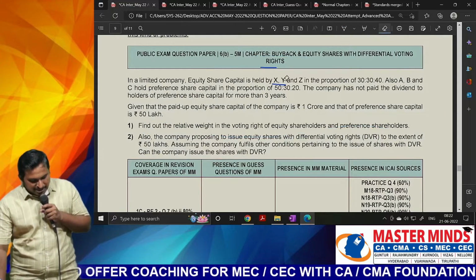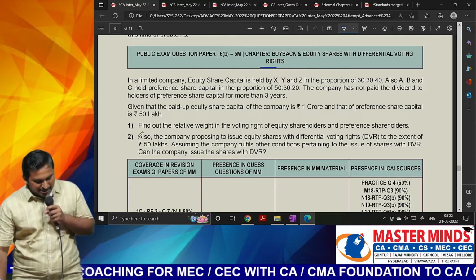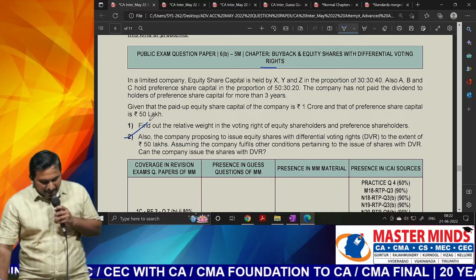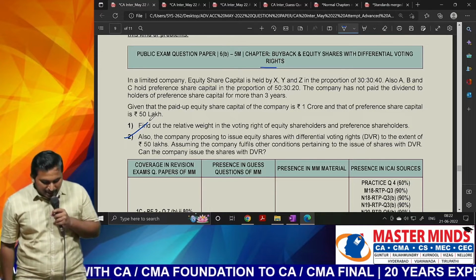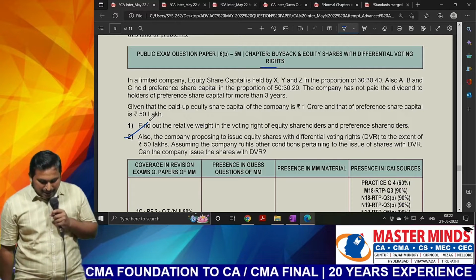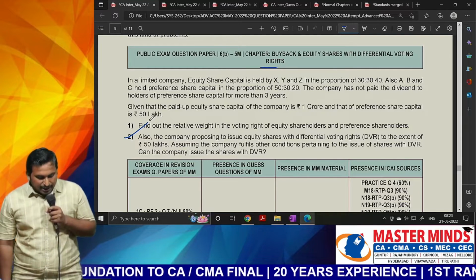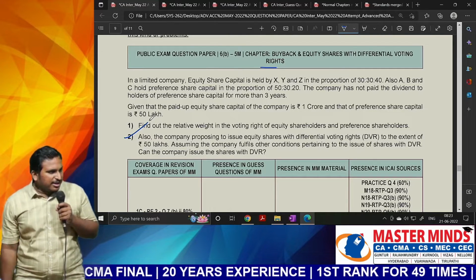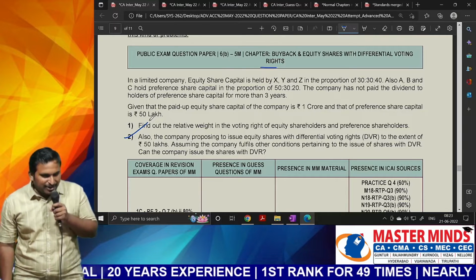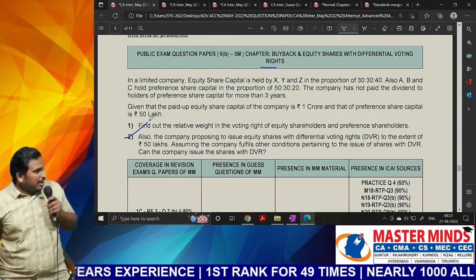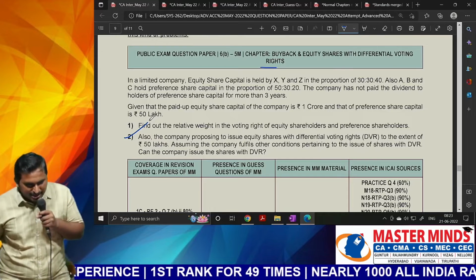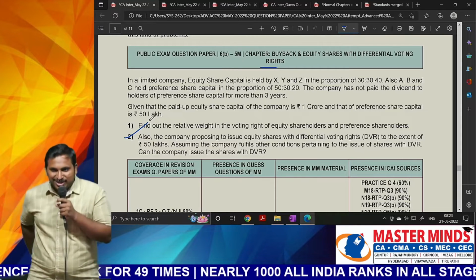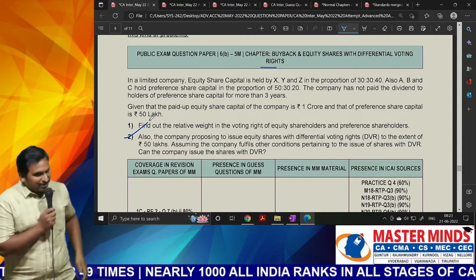5 marks. Maybe this can be considered as 3 marks or 4 marks. Now there is another point. Also, the company is proposing to issue equity shares with DVR to the extent of 50 lakhs, assuming the company fulfils other conditions pertaining to the issue of shares with DVR. Can the company issue shares with differential voting rights? In company law, have you come across a topic called DVR, differential voting rights? I think even I have communicated, sir, when I was discussing that buyback, explaining clearly how AGM will happen on a full day. I have said to you the purpose of DVR, everything, etc.